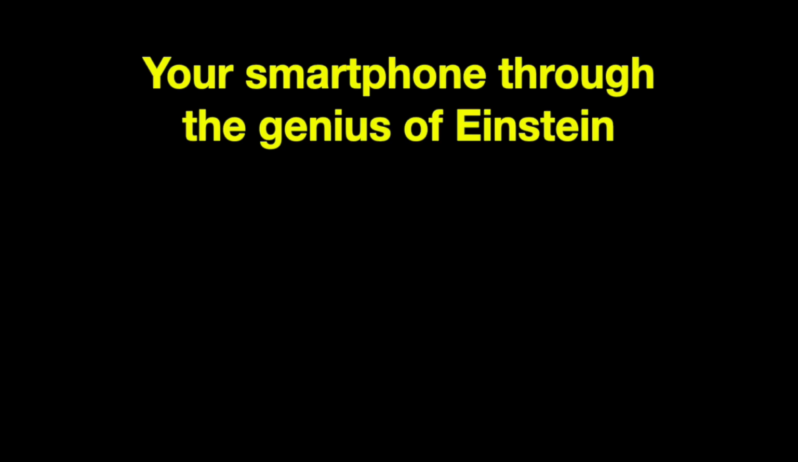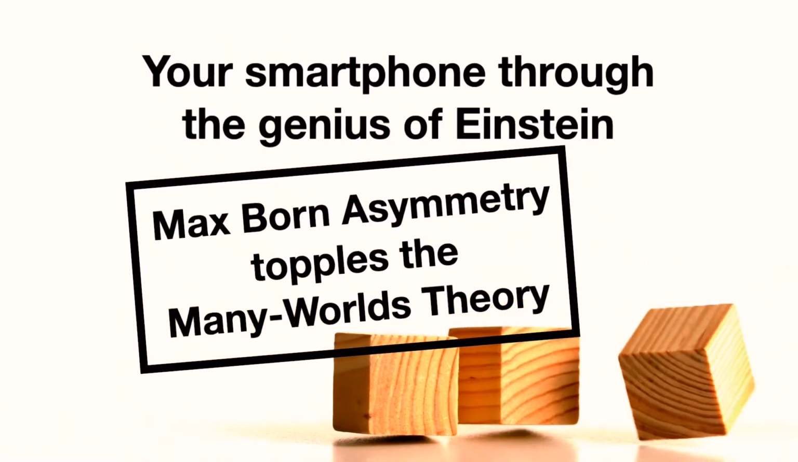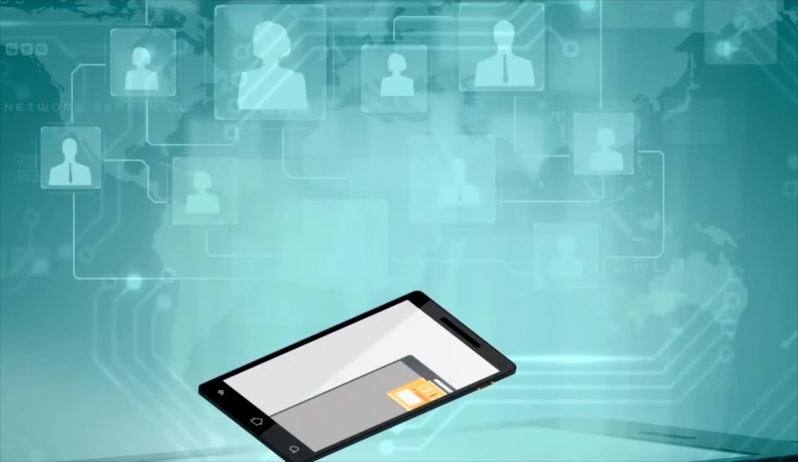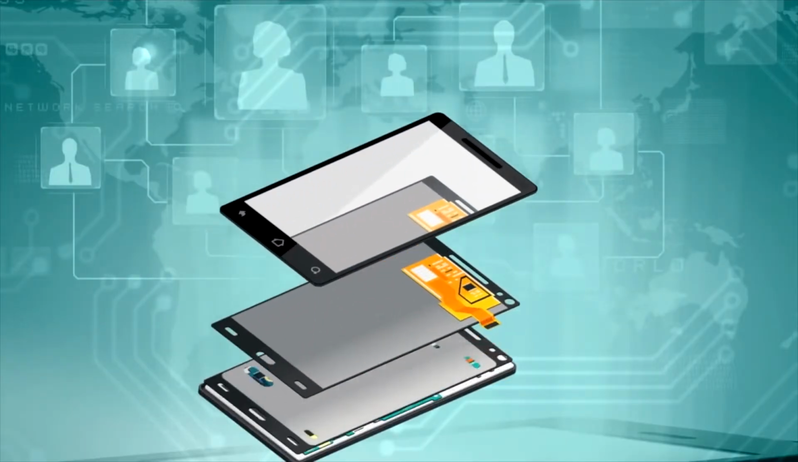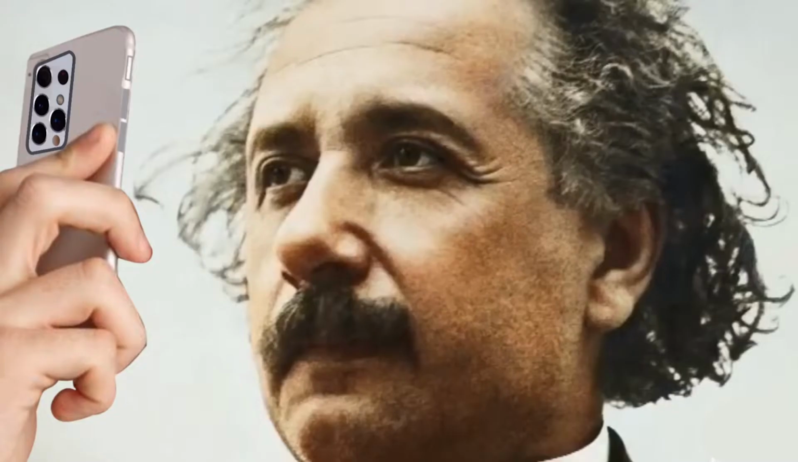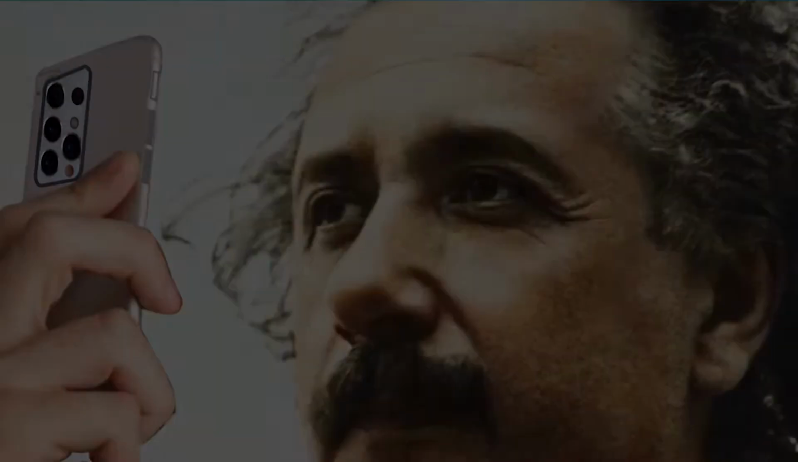Your smartphone through the genius of Einstein. Chapter 4. The Max Born Asymmetry Topples the Many Worlds Theory. Our premise is that we have a new civilization based on these smartphones. If Einstein were exploring nature today, he would start with the quantum mechanics he finds inside your smartphone.